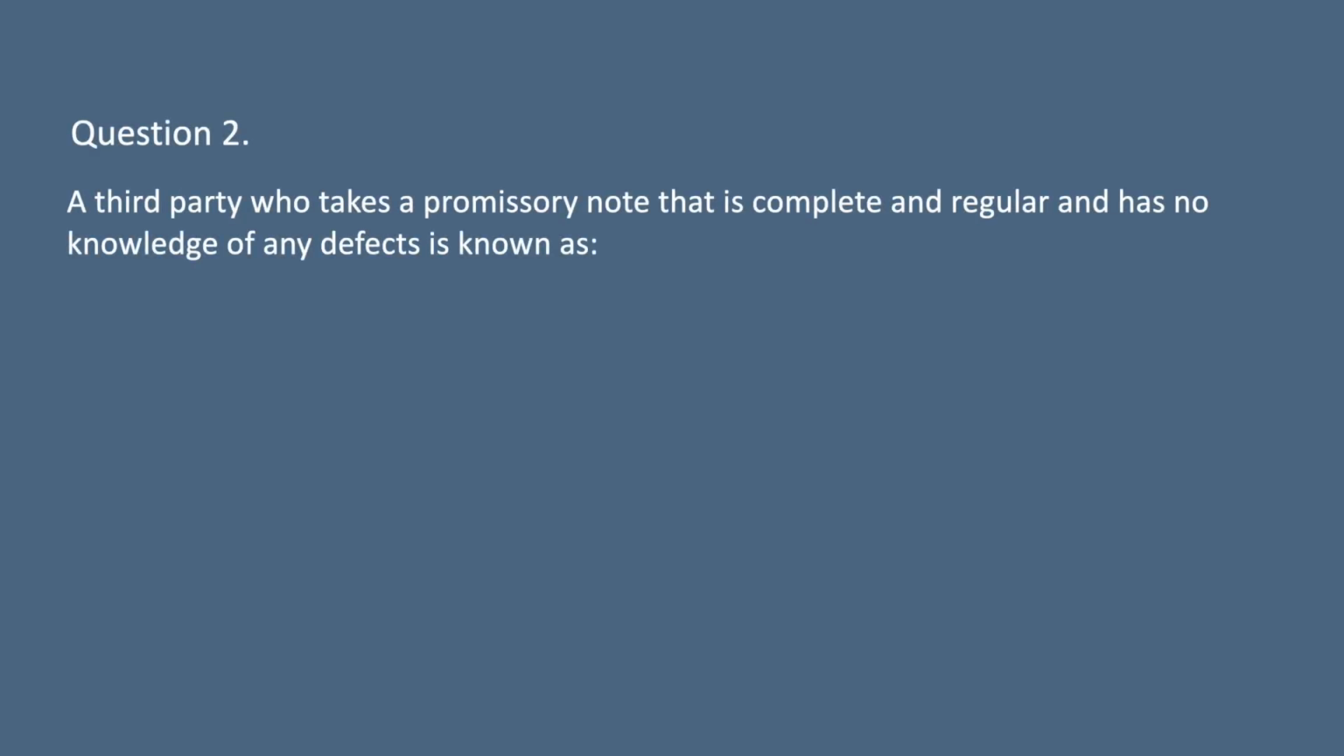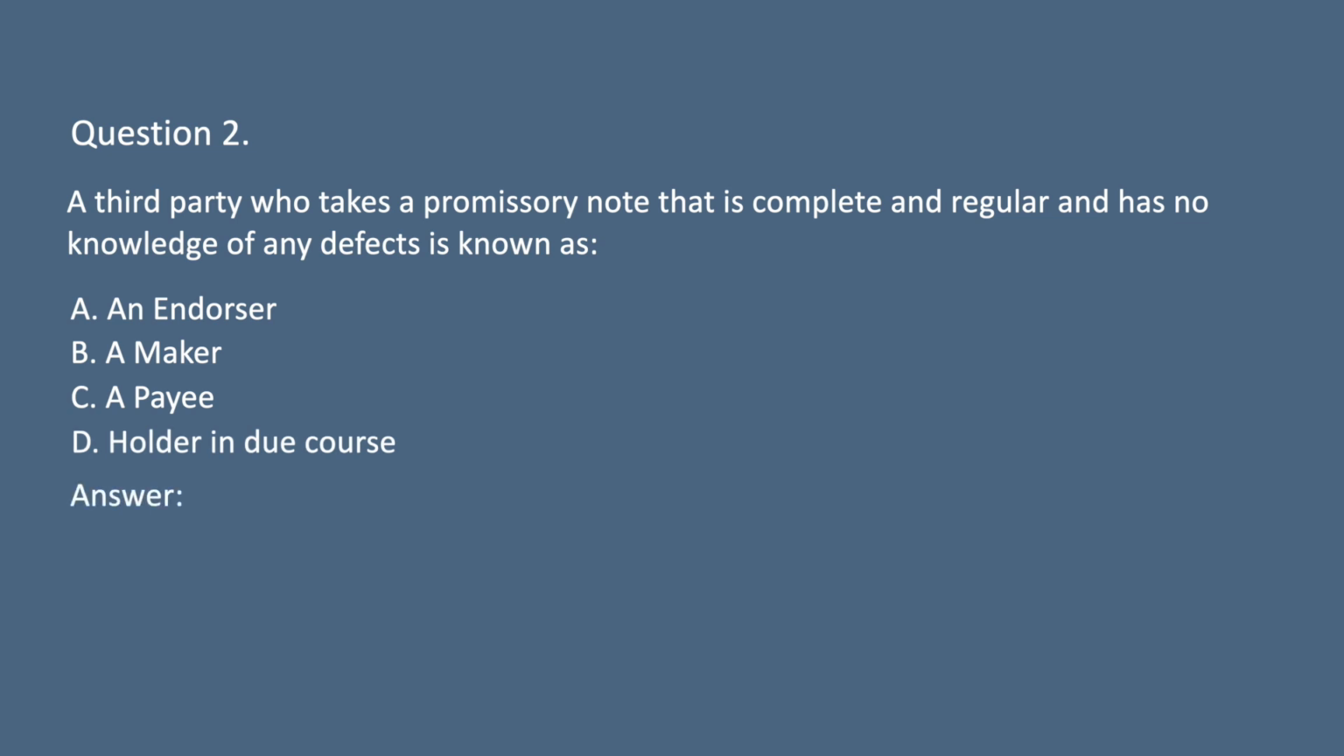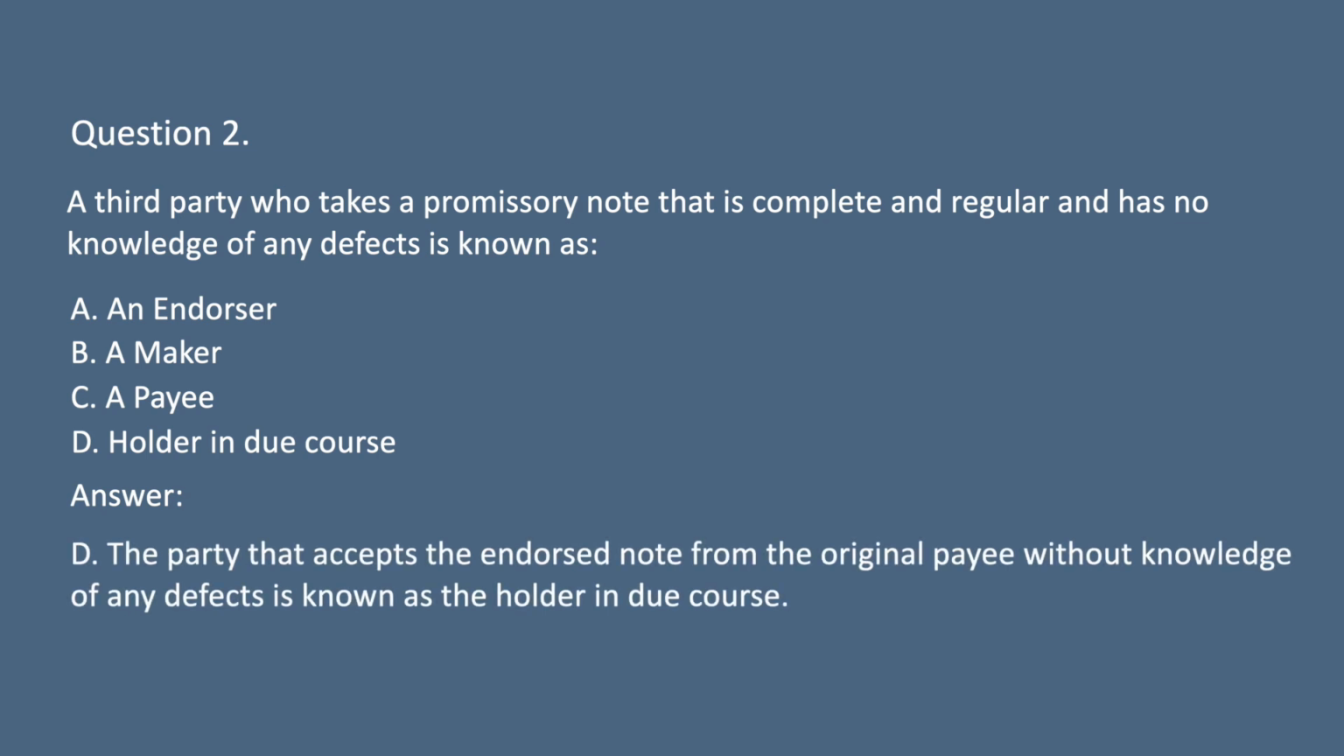Question 2. A third party who takes a promissory note that is complete and regular and has no knowledge of any defects is known as A. An endorser. B. A maker. C. A payee. D. Holder in due course. Answer. D. The party that accepts the endorsed note from the original payee without knowledge of any defects is known as the holder in due course.